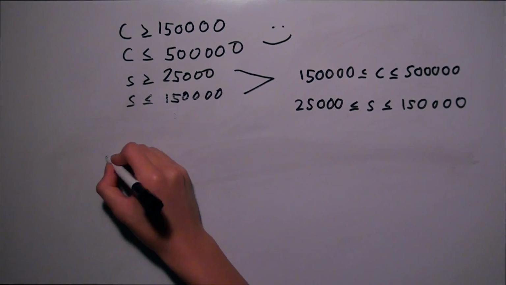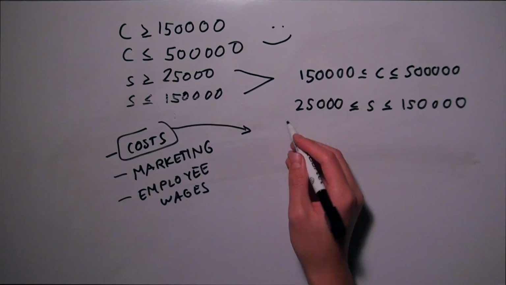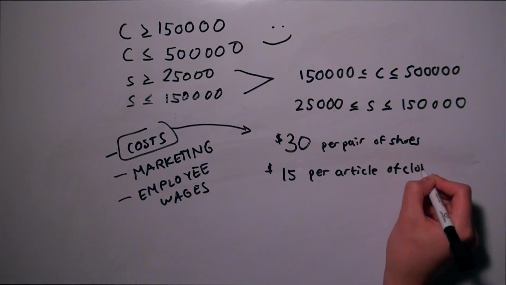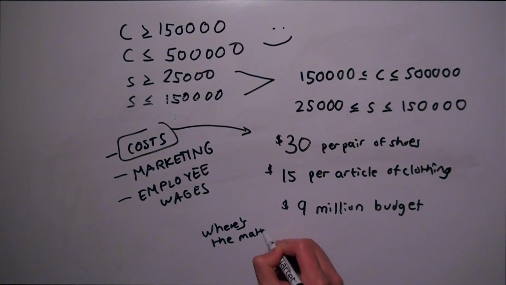Factors we forgot to include are the cost of manufacturing, the marketing, and employee wages. We're going to start with cost because we know it takes $30 per pair of shoes and $15 per article of clothing in order to spend a $9 million budget in manufacturing. But where's the math again?